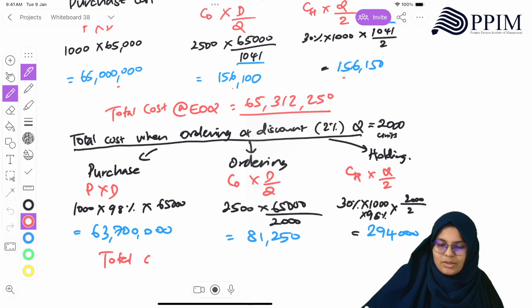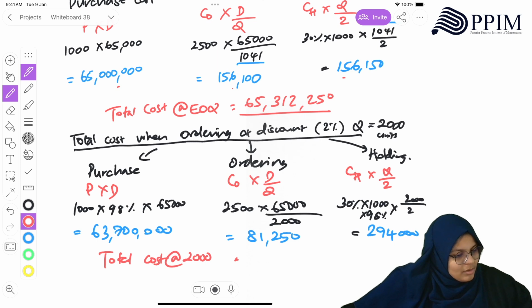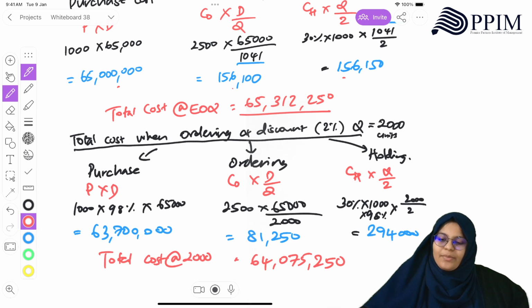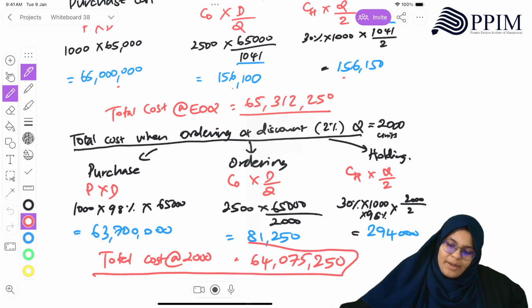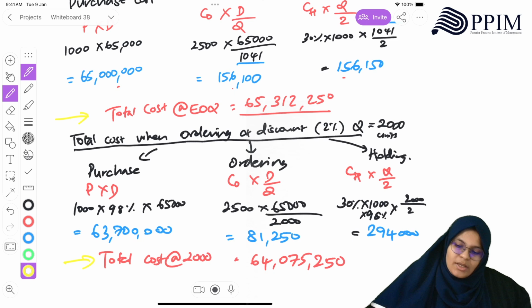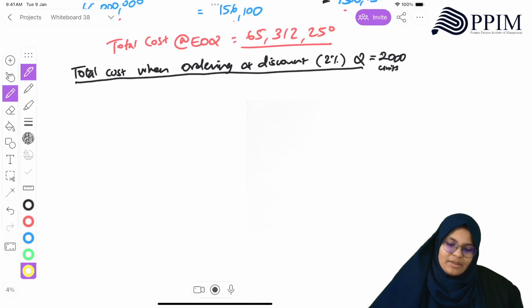So total cost at 2000 units will be 64,75,250. Okay. Now compare these two. So you can see if you order the EOQ, it will cost you 65 million. If you order at the discounted quantity, it will cost you 64 million. So if you order the discounted quantity, you are going to make a savings. Okay, so I will mention that as well.